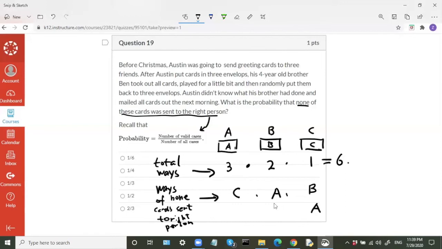The second way is A in envelope C. Then we still have B and C, right? B shouldn't be in envelope B, so B has to be in envelope A, and C in envelope B. So only 2 ways that none of the cards is sent to the right person. So the total is 2. Then the probability is 2 ways over 6 total ways, 1 over 3. Answer: C.